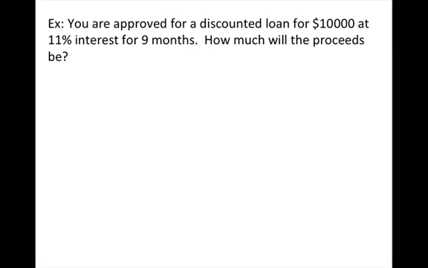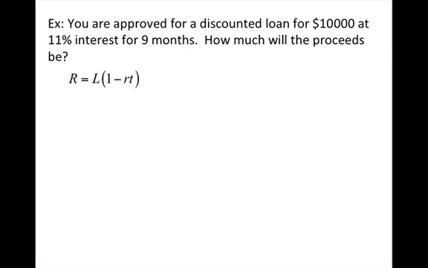So let's look at an example. You are approved for a discounted loan for $10,000 at 11% interest for 9 months. How much will the proceeds be? So again, you need to know what the word proceeds means. Proceeds is the amount of money that the borrower actually receives. If the loan amount is $10,000, then you're going to pay back $10,000. But the bank is not going to give you $10,000. They're taking out the interest up front.